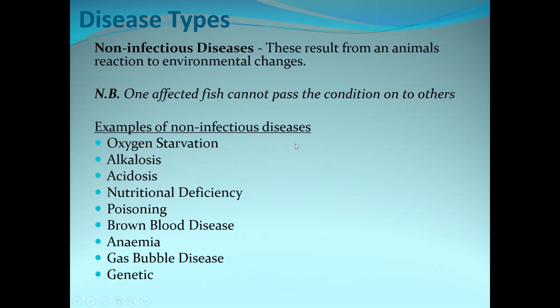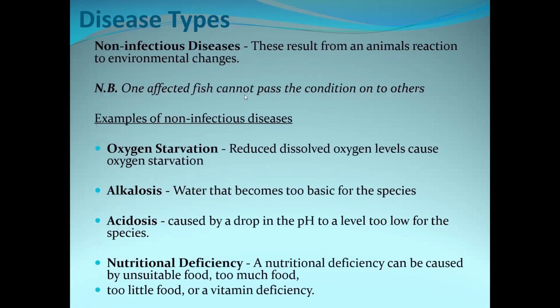Right? So these are some examples of non-infectious diseases: oxygen starvation, alkalosis, acidosis, nutritional deficiency, poisoning, brown blood disease, anemia, gas bubble disease, and genetic. I will now just give you a brief explanation of what each one is. Right, so just give me 2 minutes.